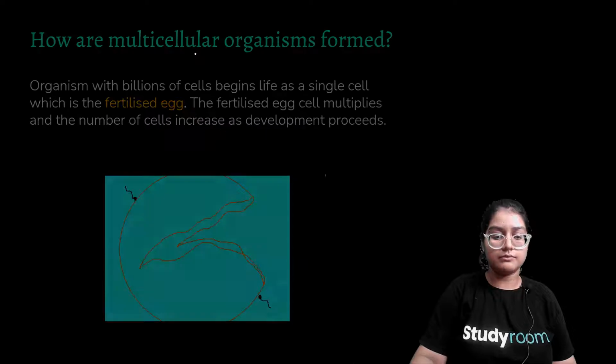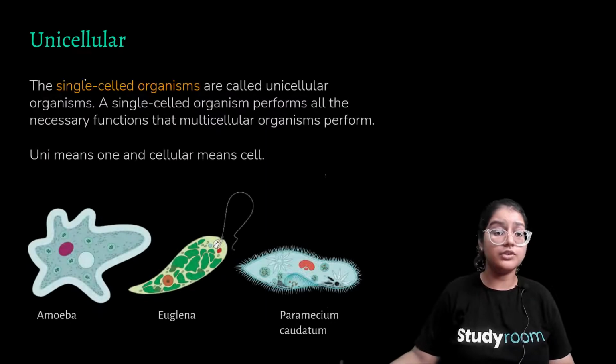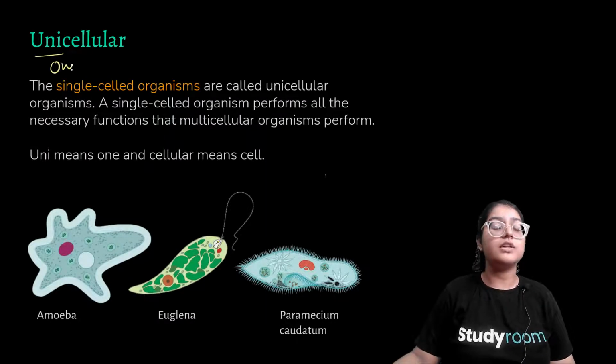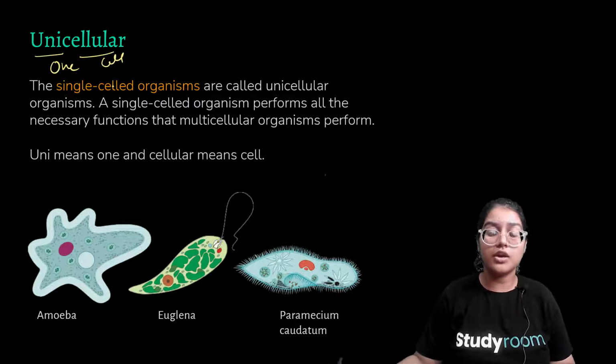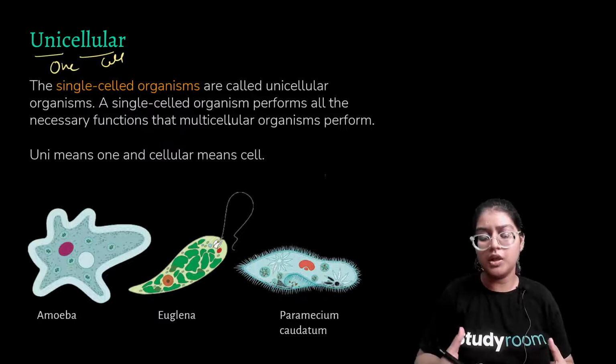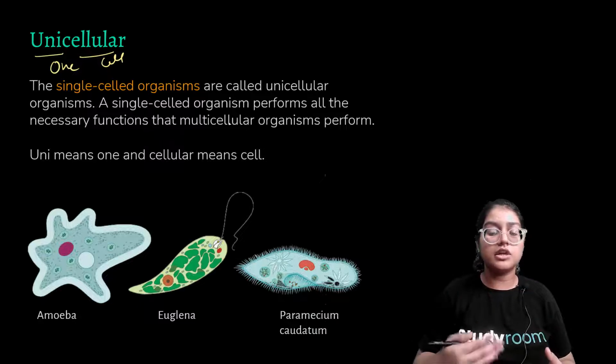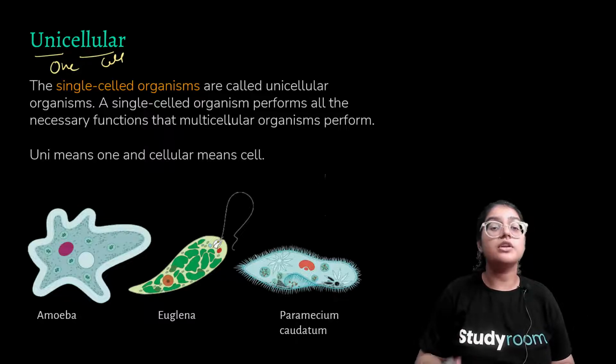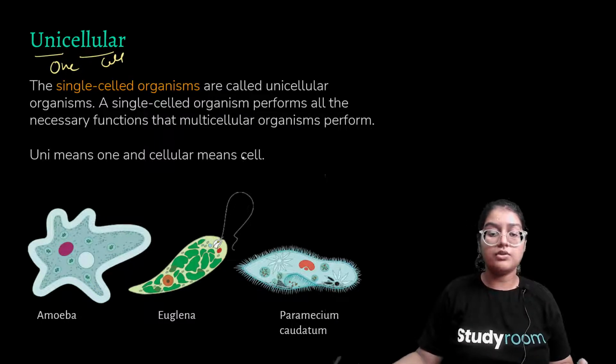unicellular organisms. Unicellular, just like the name mentions: uni means one, cellular means cells. So single-celled organisms are called unicellular organisms. A single-celled organism performs all the necessary functions that a multicellular organism performs. It doesn't mean that because it has only a single cell, its functions would decline. No, it is also living, and it has certain functions that a single cell can perform.